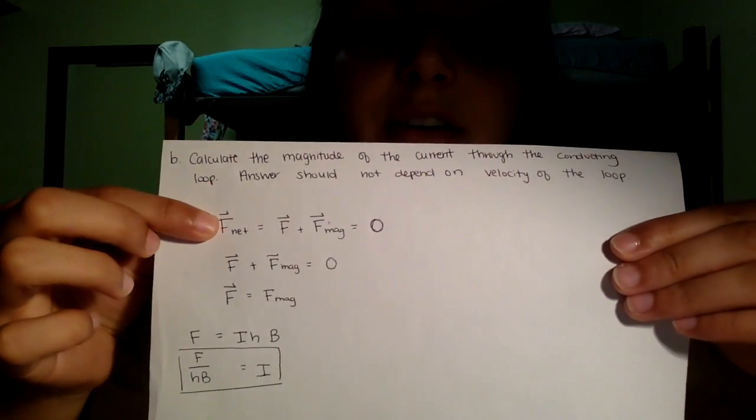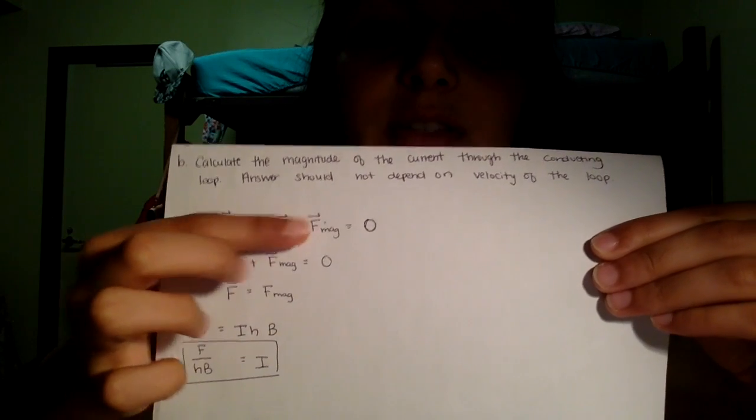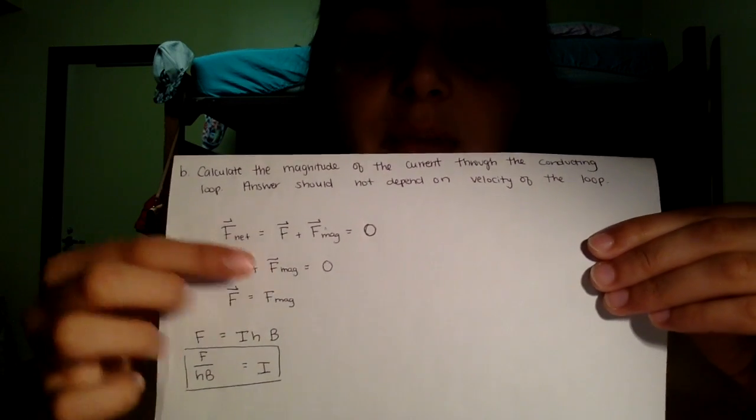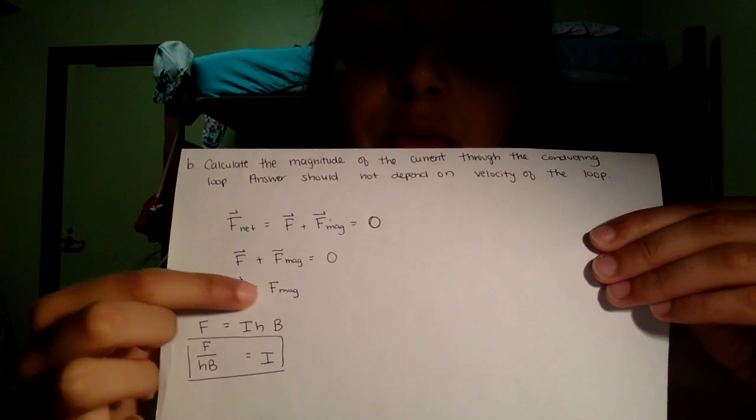Part B asks us to calculate the magnitude of the current through the conducting loop, and the answer should not depend on the velocity. Since the loop is being pulled out at a constant force, F net is going to equal 0. F net is the superposition of our force and the magnetic force, and together they equal 0. So F plus F mag equals 0, and then F equals F mag.